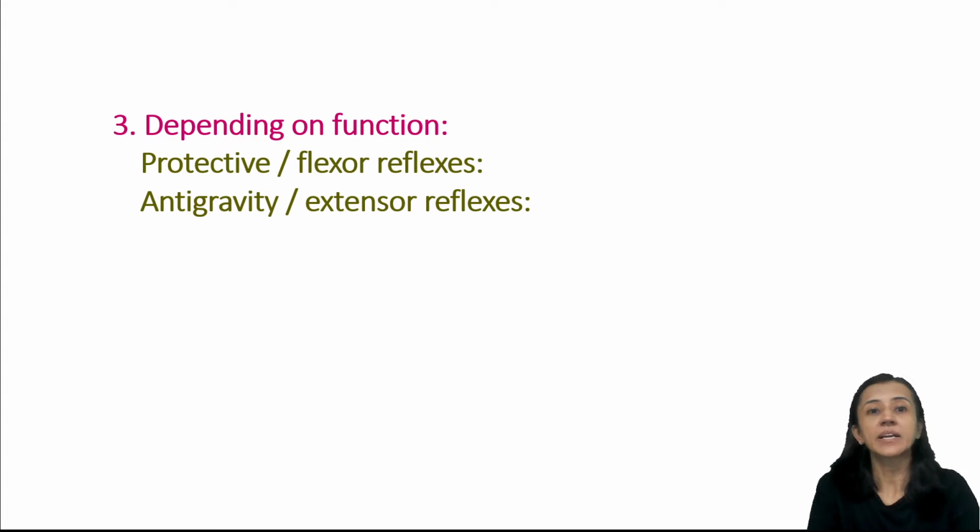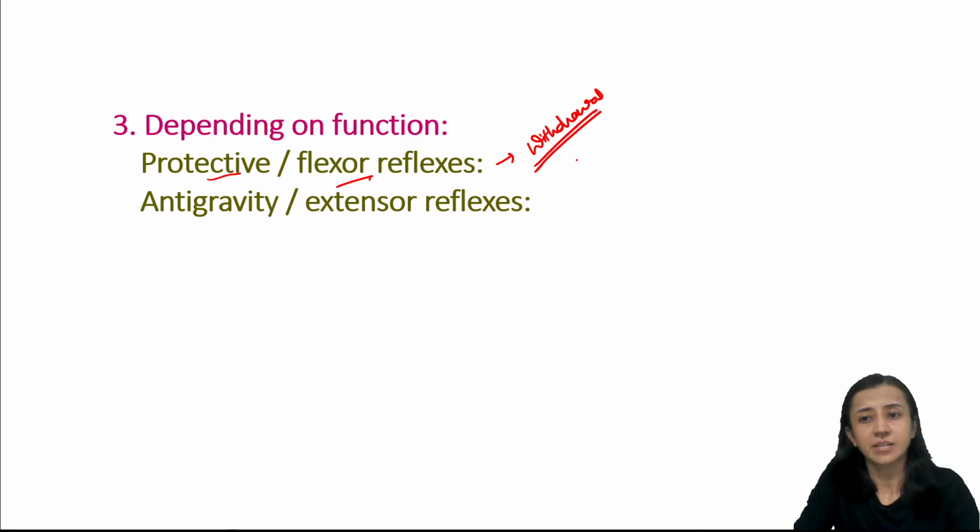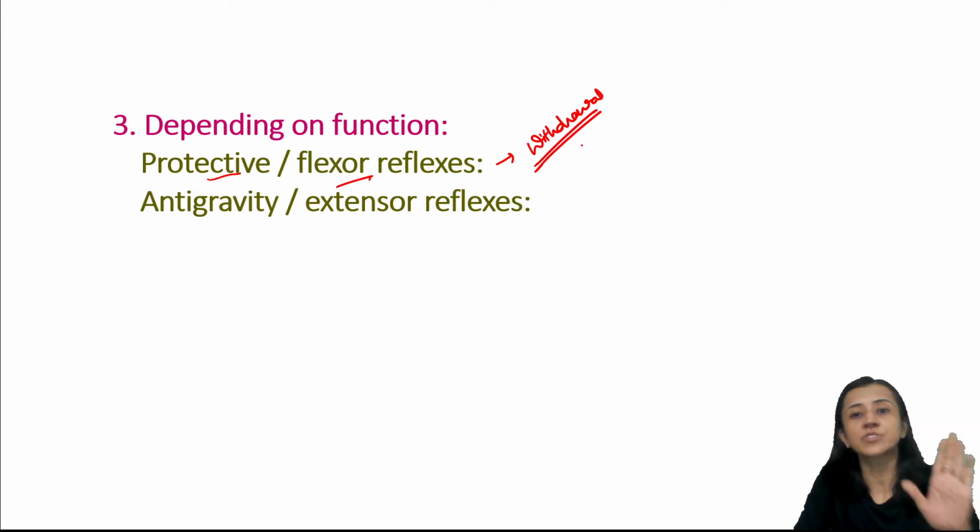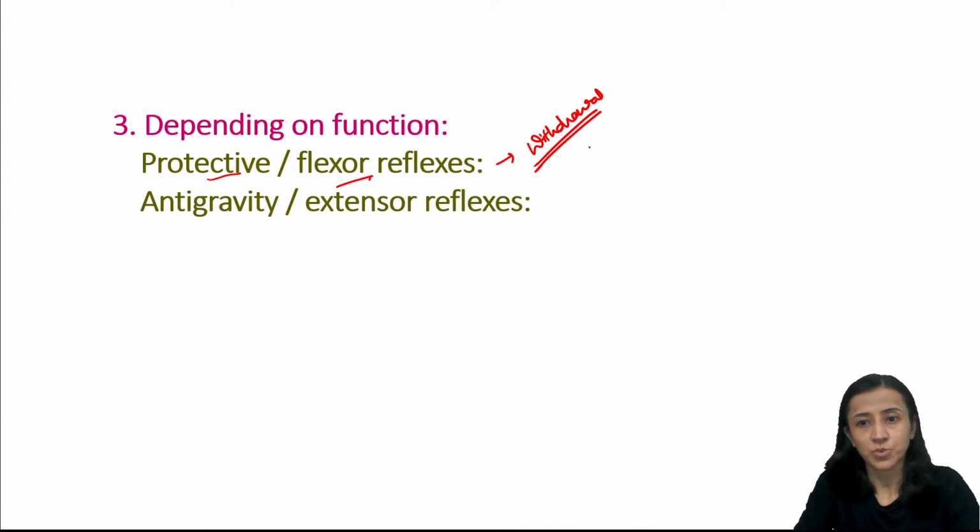Third, depending on the function. Two types of reflexes are there. One, that is protective reflex or flexure reflexes. They are, as we know, withdrawal reflexes, when you are withdrawing your hand from somewhere. So that is a withdrawal reflex when a painful or harmful stimulus is given. Always withdrawal is a flexure response. So that is flexure or protective reflexes.